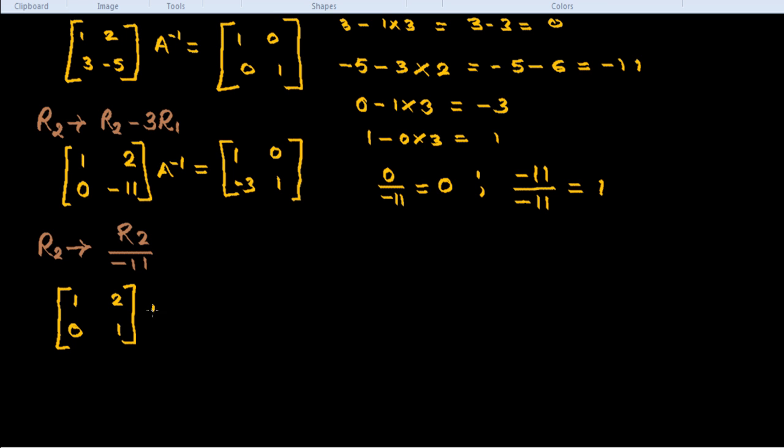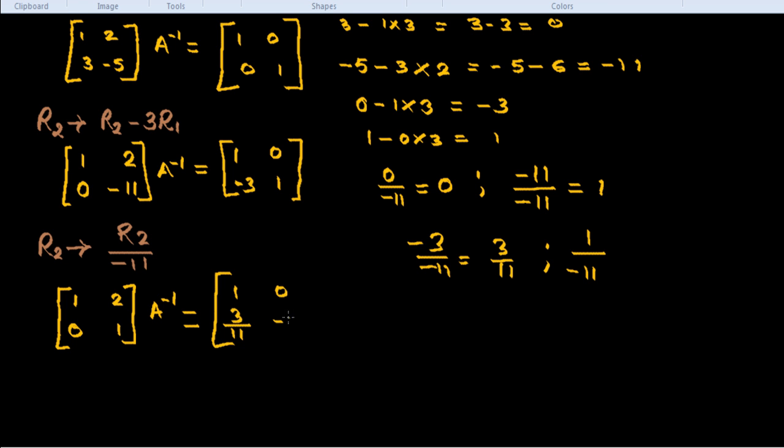This one we have. Now for A inverse, the same process we have to do on the right side. 1 0, minus 3 divided by minus 11 is 3 over 11, so we put here 3 over 11, and here 1 over minus 11, so it is minus 1 over 11. So we have got this.